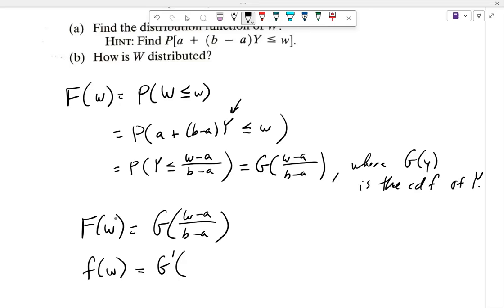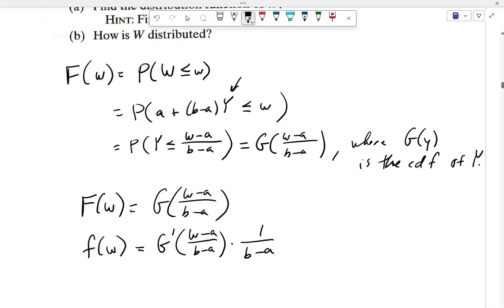On the right-hand side, I'll write it this way to start with. I'll write it as capital G prime of (W minus A) over (B minus A) times 1 over B minus A. Where does this 1 over B minus A come from? We're differentiating with respect to W. Where does this 1 over B minus A come from? Chain rule, right? It's 1 over B minus A times the quantity W minus A, isn't it? So when I differentiate the W minus A, we'll get a 1 over B minus A. All right. This derivative here is the PDF of Y. I'll write it as little g.